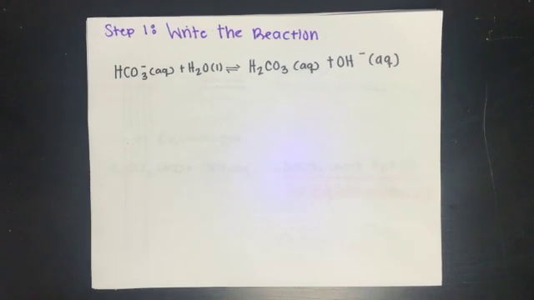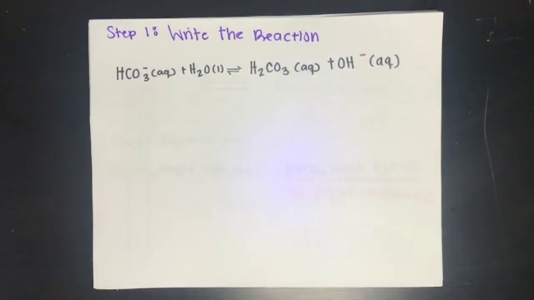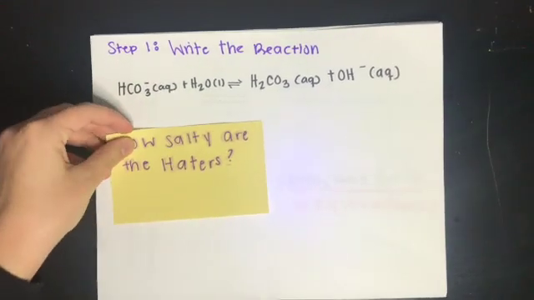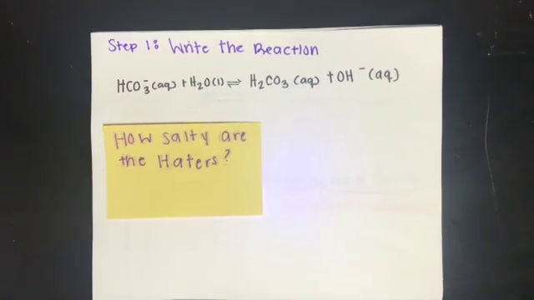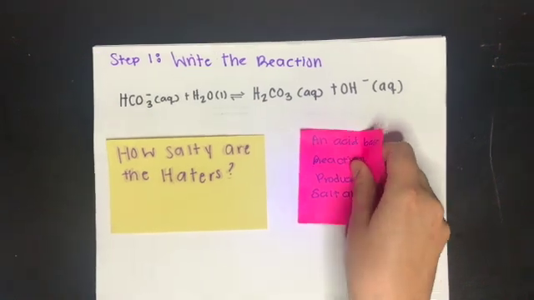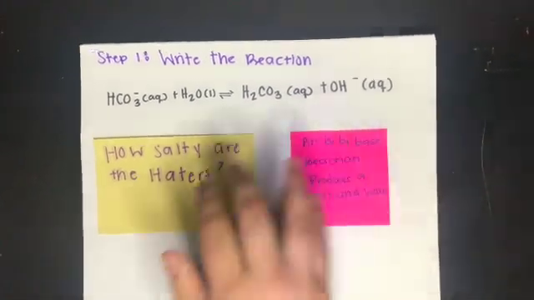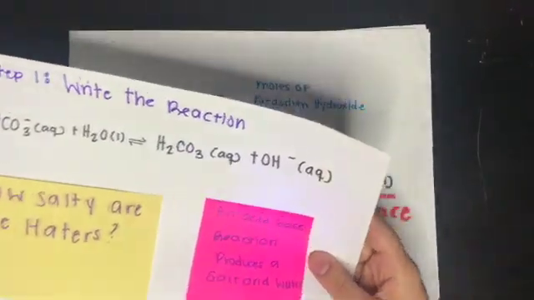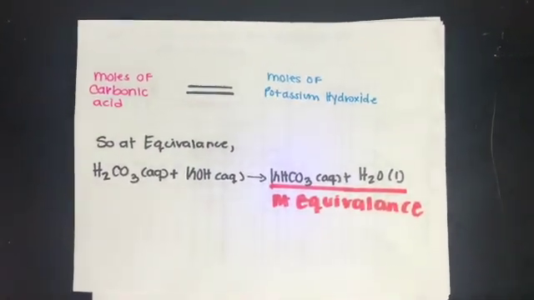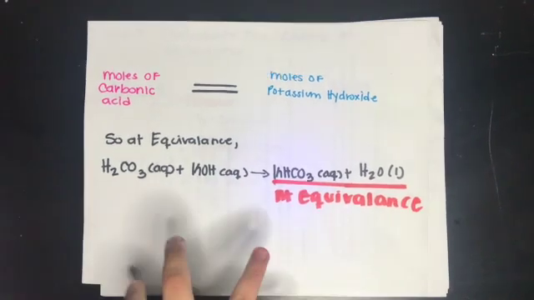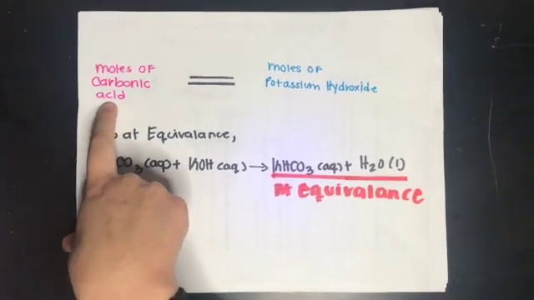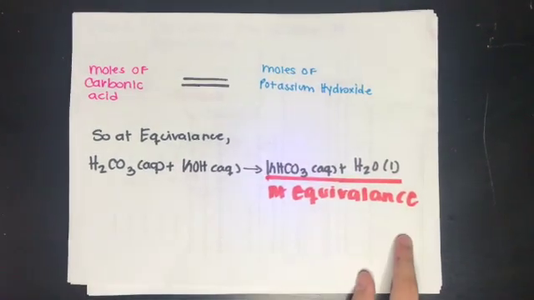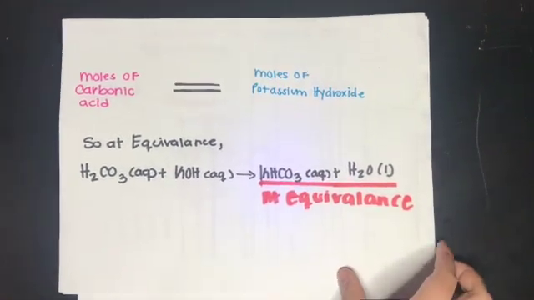Our first step is to write the equation. Why? A quirky way to remember this is "how salty are the haters?" Why do you ask? An acid-base reaction always produces a salt and a water. When we're at equivalence, it means that the moles of our carbonic acid will equal the moles of potassium hydroxide. So in this equation, this is what at equivalence looks like.